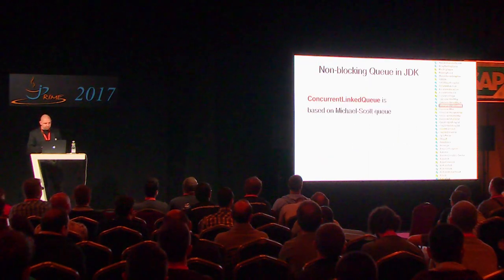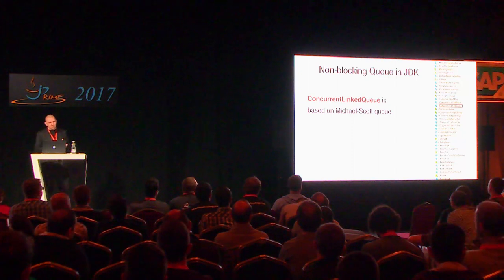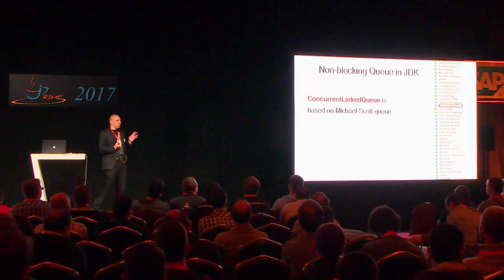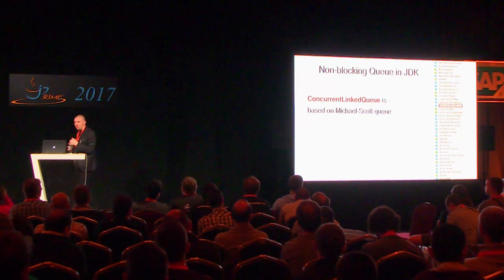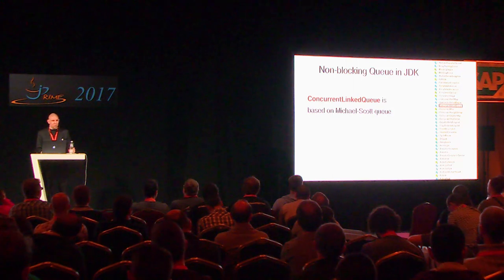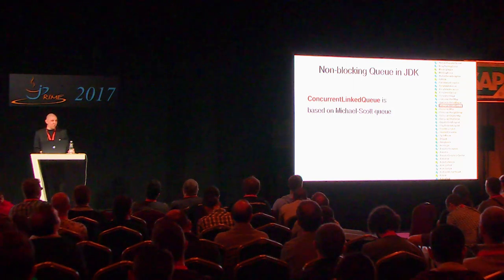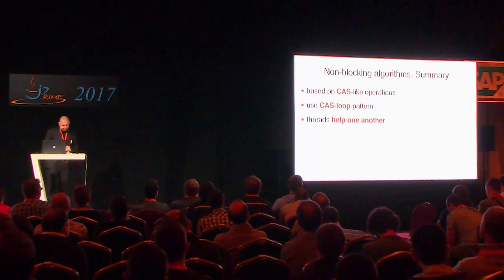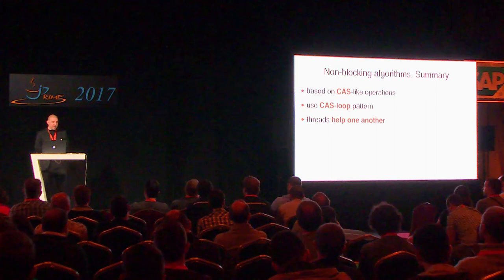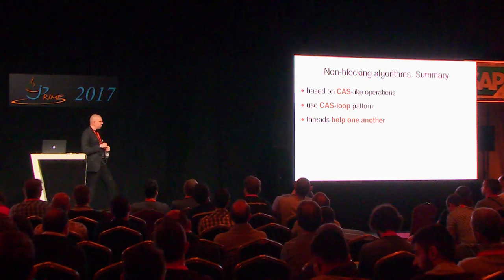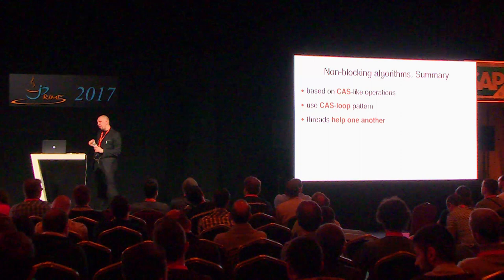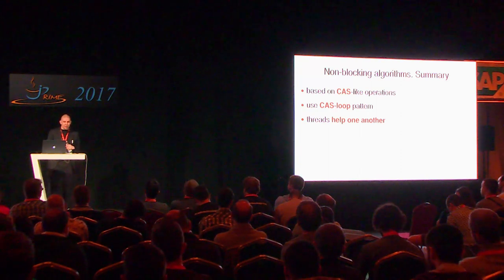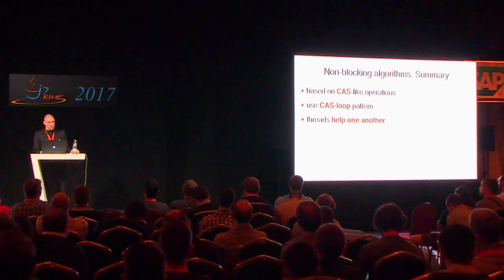What about the JDK? In the JDK, we have ConcurrentLinkedQueue, which is actually based on the Michael Scott algorithm. So if you want to try it, you can just use ConcurrentLinkedQueue and do your own experiments with it, for example performance experiments or things like that. So, a short summary for non-blocking algorithms: they are based on CAS-like operations that are implemented in all modern hardware. They use the CAS loop pattern, and in advanced algorithms, threads help each other.